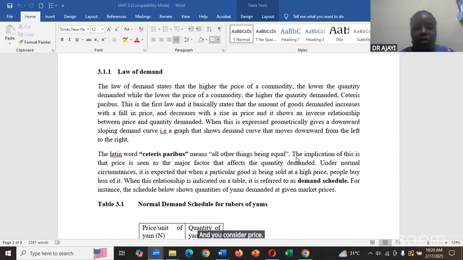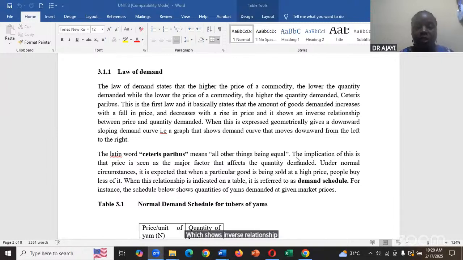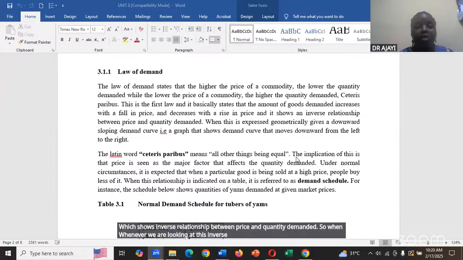Now, this is the first law, and it basically states that the amount of goods demanded increases with a fall in price and decreases with a rise in price, which shows an inverse relationship between price and quantity demanded. So whenever we are looking at this inverse relationship, that is the normal demand curve or normal demand schedule, like I have it here in a table, in a schedule form.